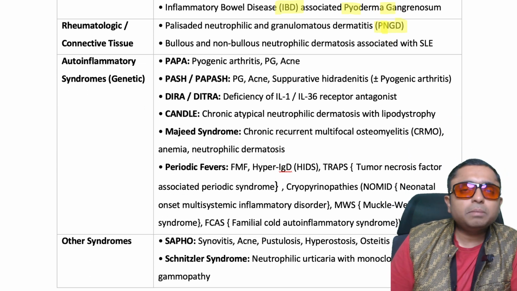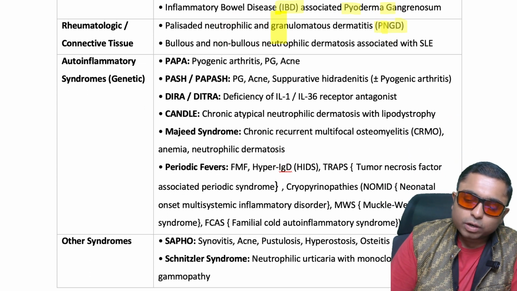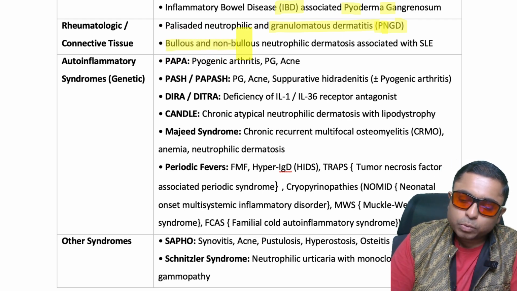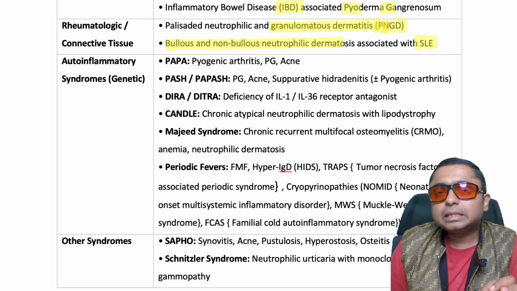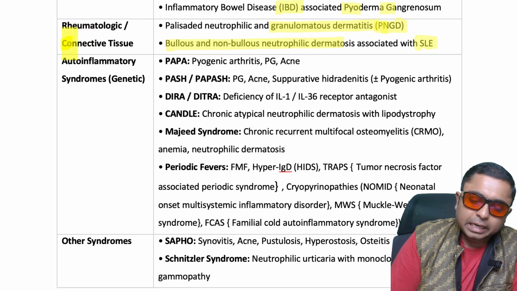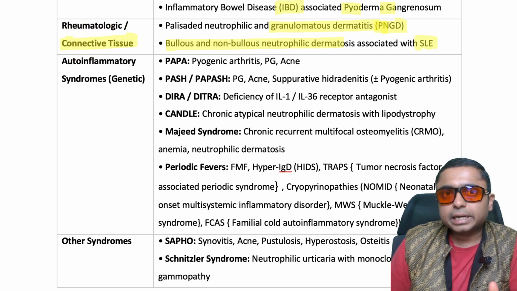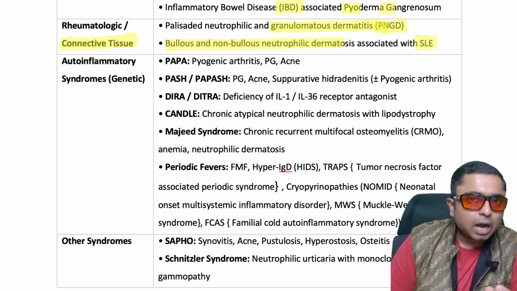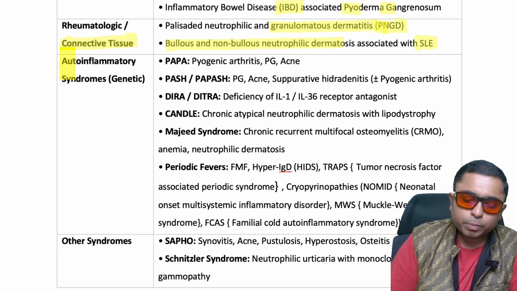Next is this condition PNGD, palisaded neutrophilic and granulomatous dermatitis, and also bullous and non-bullous neutrophilic dermatosis in the SLE patient. So definitely this is a connective tissue disorder associated group of skin conditions which are going to have the underlying problem of connective tissue disease or rheumatologic disease.